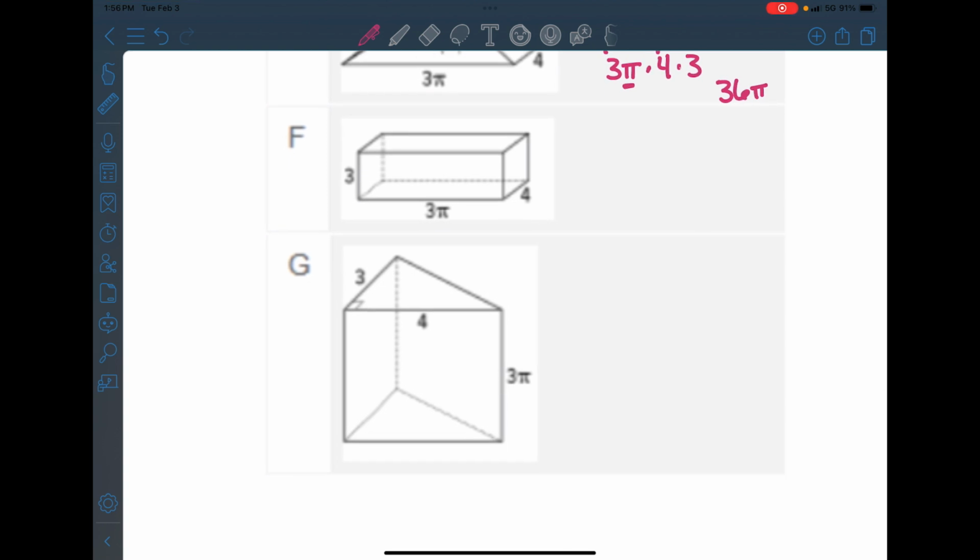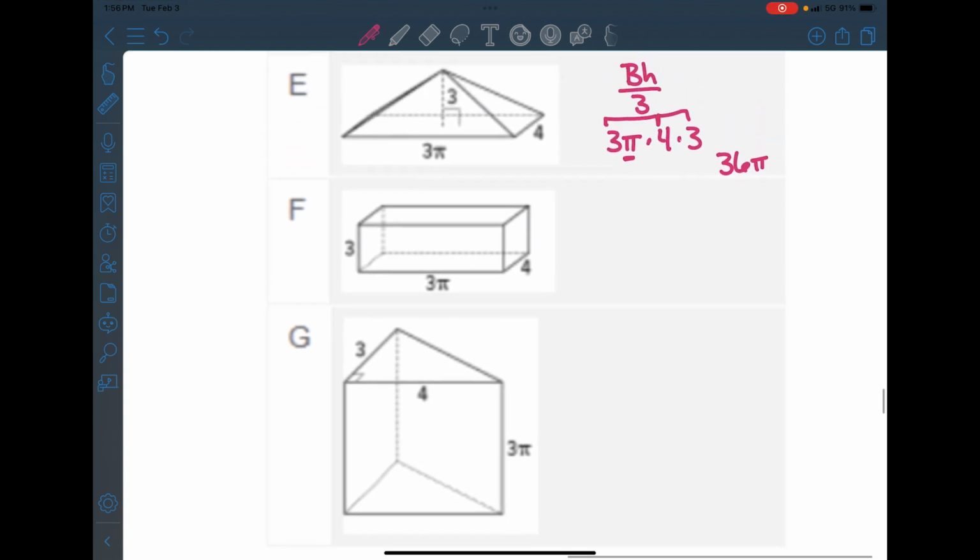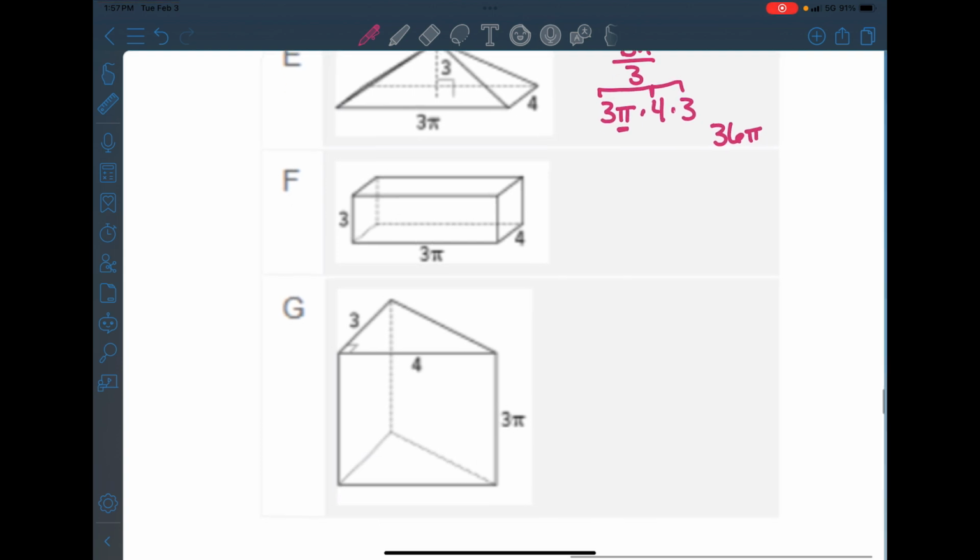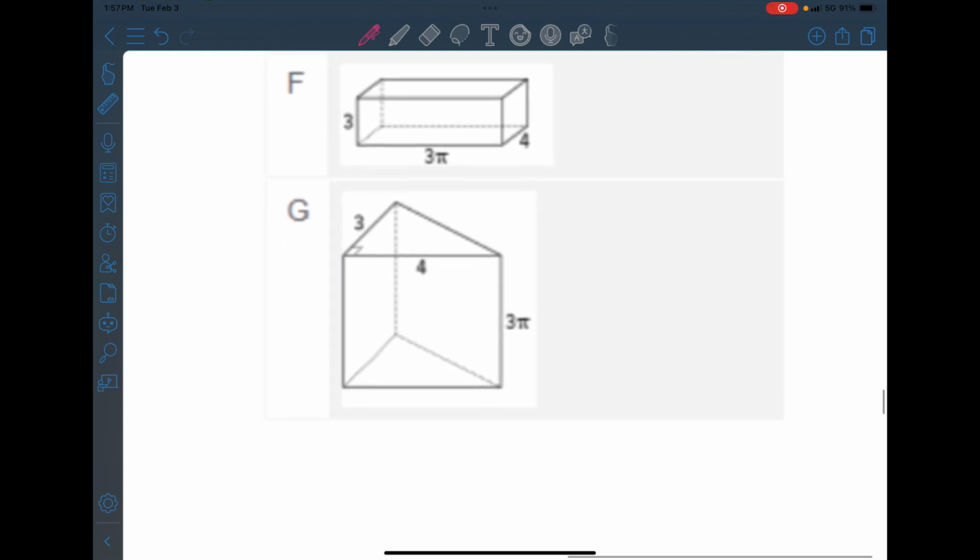All right, on F, you do the same thing as you did on E, but you do not divide it by 3. Okay, it is a prism, not a pyramid. So you do capital B times H, so base times height, no dividing by 3, and don't put your pi in to multiply. On G, it is a prism, capital B times H, and in this case your base is 1/2 base times height, or base times height divided by 2, and then you have your height of the prism. So your height of the prism is 3 pi. Remember, you're not multiplying by the pi, you're putting that on at the end.